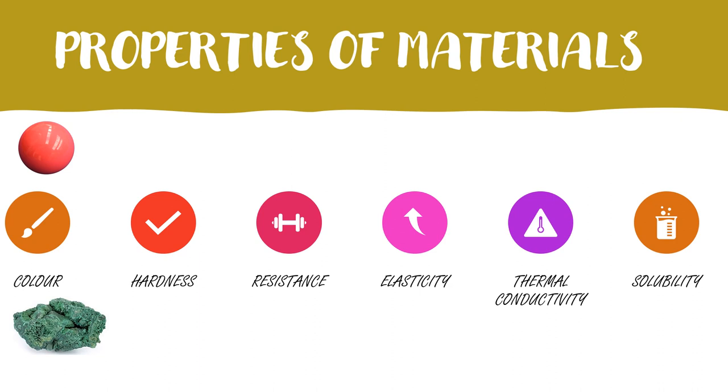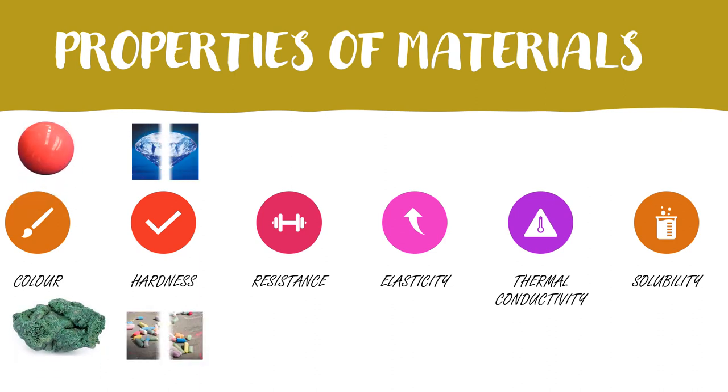In color, our eyes see the color reflected in the object. So at the top you can see a pink ball, and it's pink because it reflects pink light and absorbs all other colors. And the green stone is green because it reflects green light and absorbs all other colors.